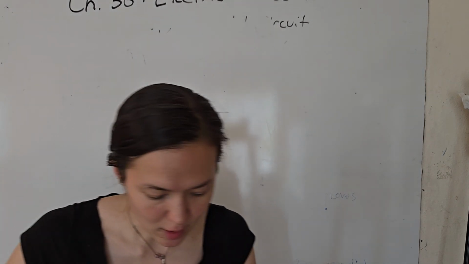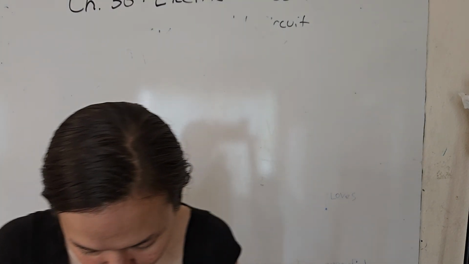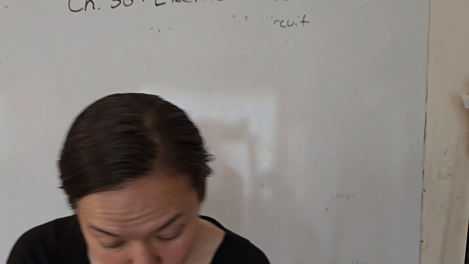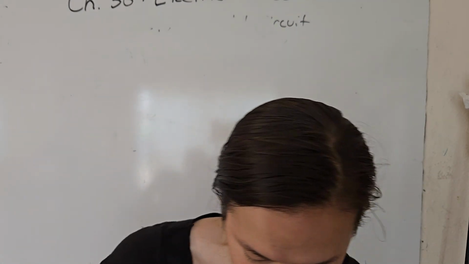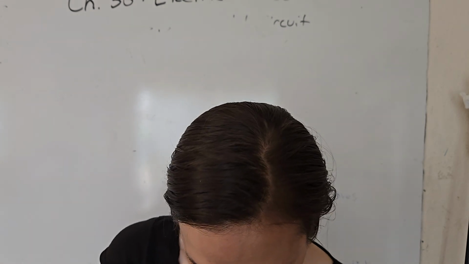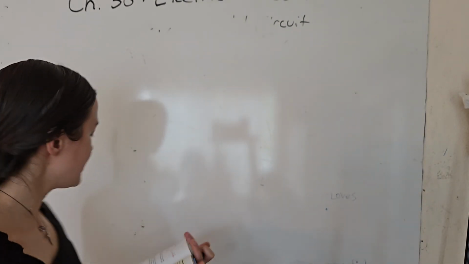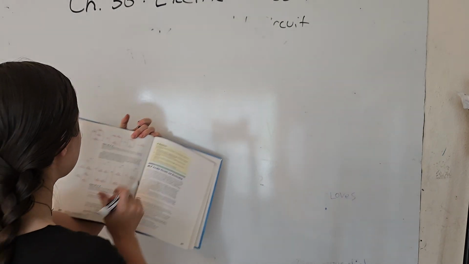Can you put some? Okay, so we're going to do some schematics here. No, this is for magnetism, this is the next lesson. So I'm going to do some schematics here. Okay, so this is from page 556 in your book.